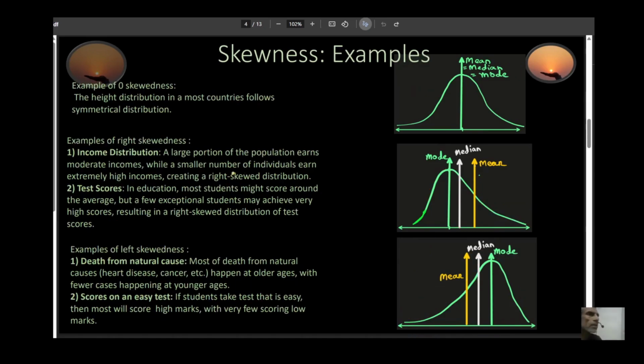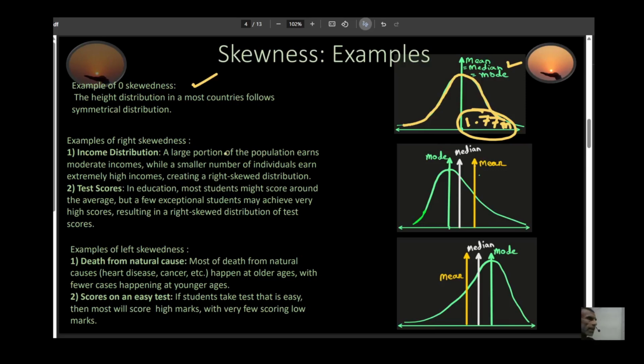Now, let's look at some of the examples of skewness. Let's start with zero skewness. A very good example of zero skewness would be the height distribution. Most of the people, their height is symmetrical about the mean. If, let's say, the mean height of some individuals in a country is 1.77 meter, then you are going to notice that the height distribution would be symmetrical about 1.77 meter. Your mean, median, and mode is going to be this value right here.